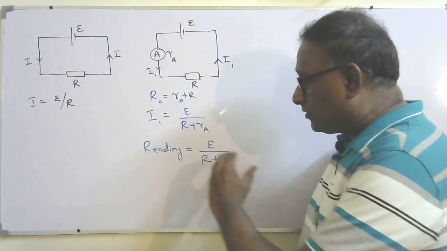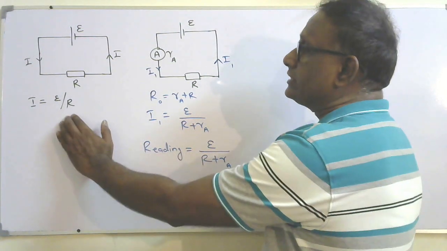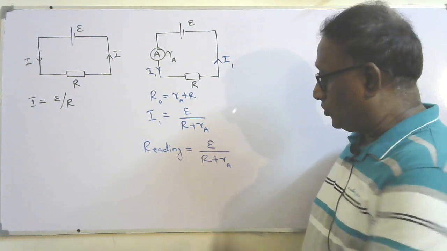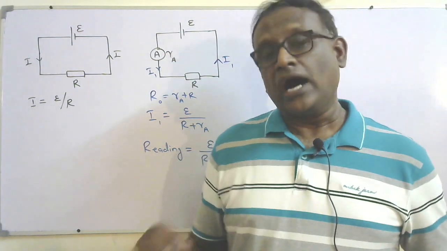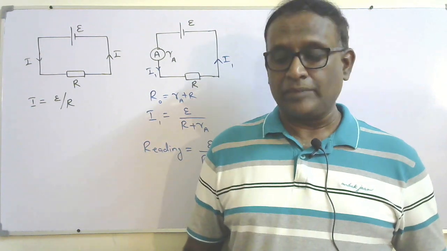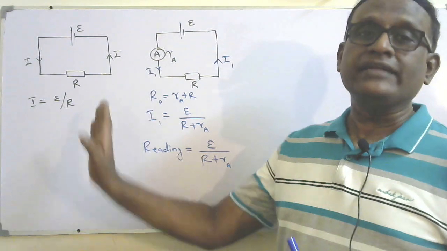So if I want the reading to be very close to the actual current flow, RA must be lower. The internal resistance of the ammeter should be much lower to have an accurate reading.